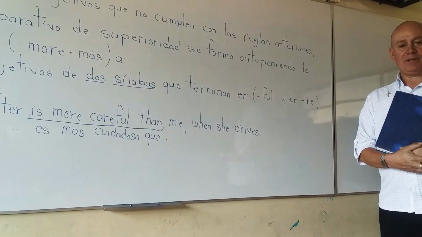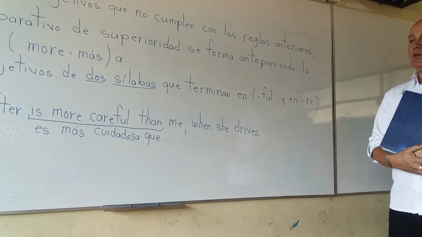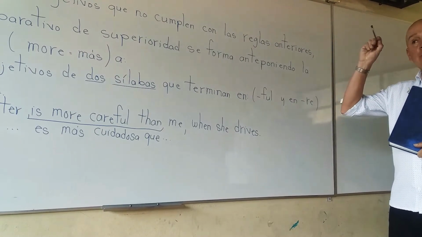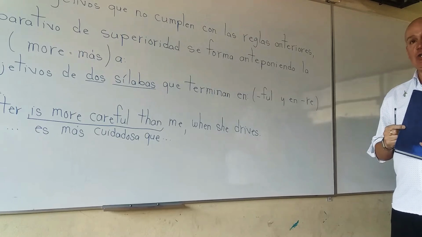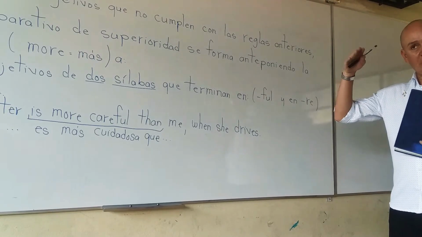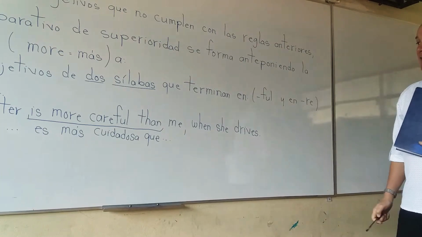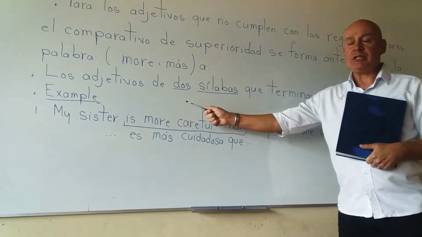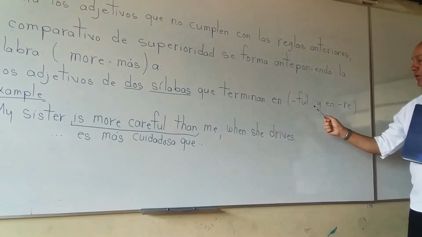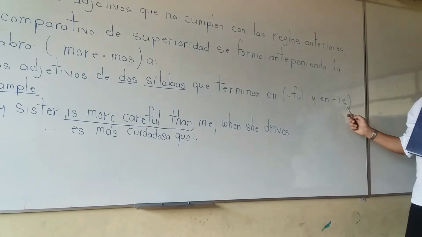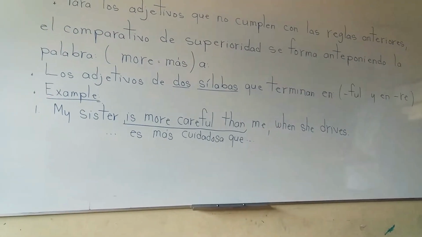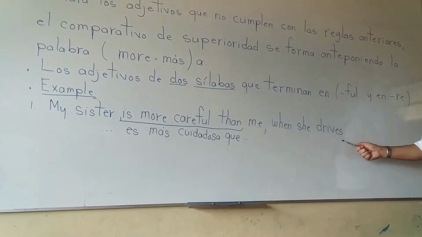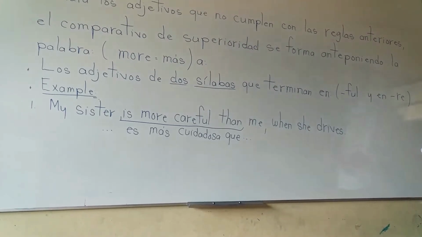Okay, ladies and gentlemen, give me your attention again, please. For the adjectives that are not in the group of superiority comparisons, like the monosyllables that we did before, in this case we are going to use more with the adjectives ending in full and re. Example, my sister is more careful than me when she drives, when she cooks, when she speaks, etc.